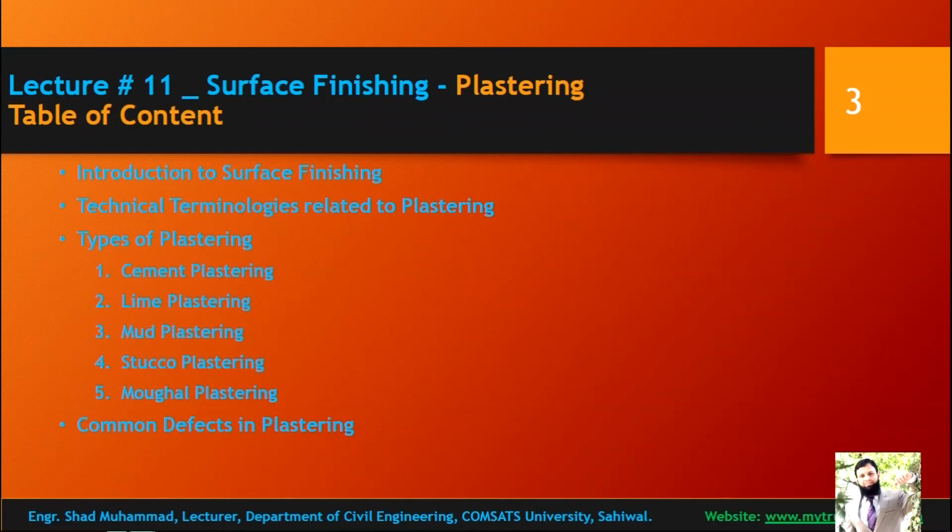Let me make it clear that in types of plastering there are two basically different types of plastering. Plastering is categorized on the basis of material, and plastering is also categorized on the basis of design, how you are going to design the surface.